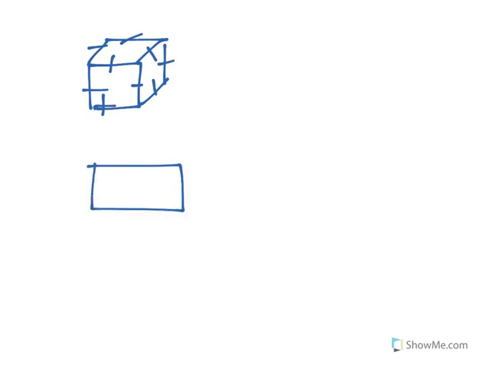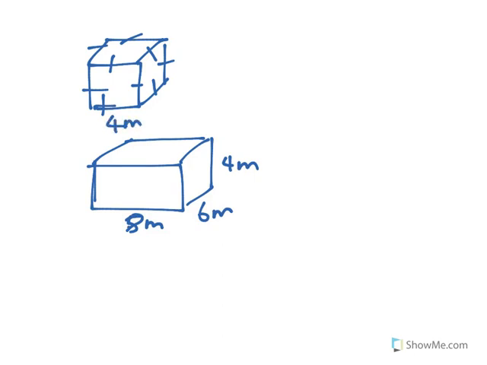Okay, so I'm just going to do a quick run through on the surface area of a cube, a rectangular prism, and we'll make that 8, and make that 4, and also a triangular prism.